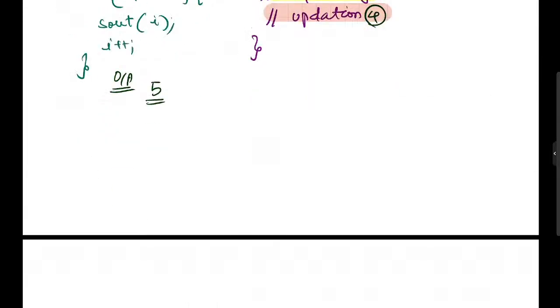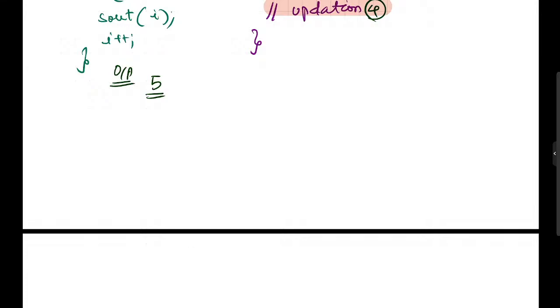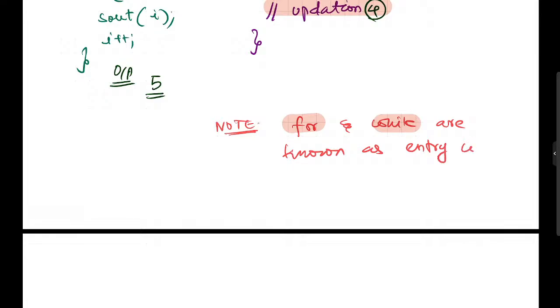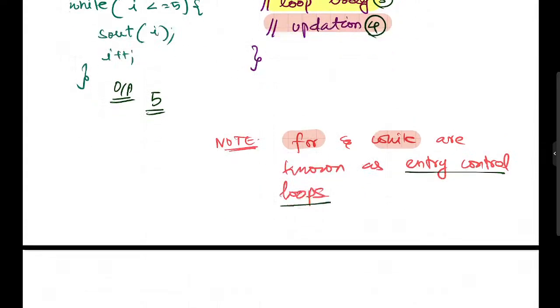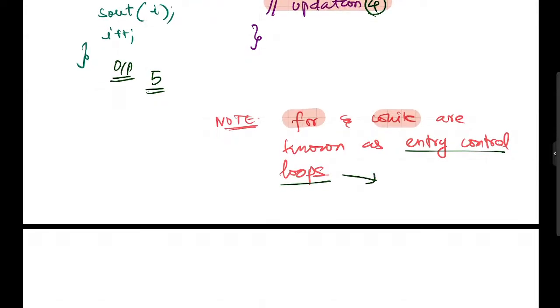Now a very small note that I am going to make here is, both for and while are known as entry control loops. Okay, entry control loops. What do I mean by entry control loops? Very simple. You check the condition during the entry.